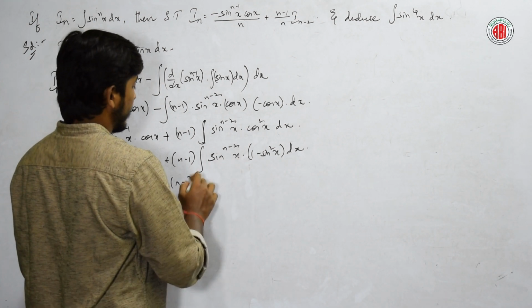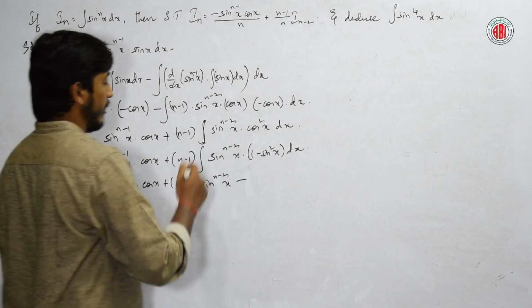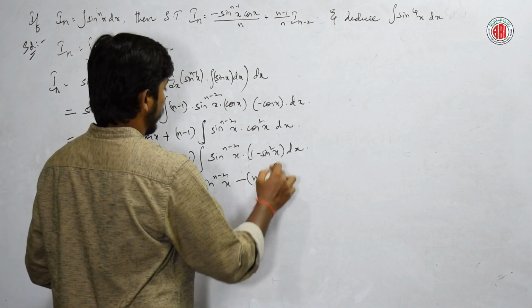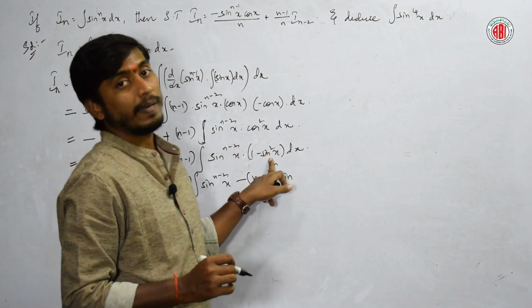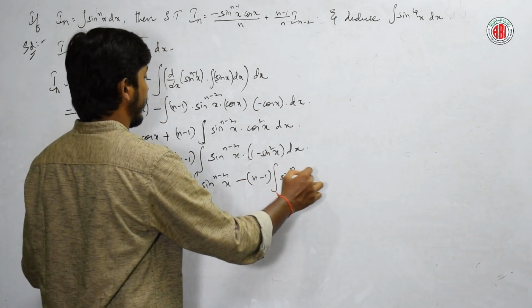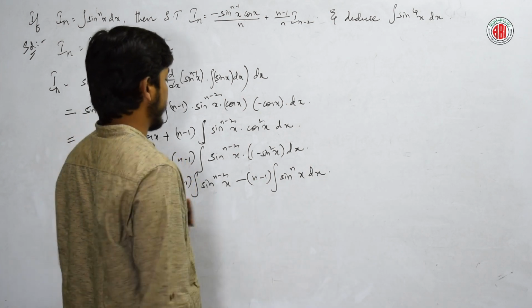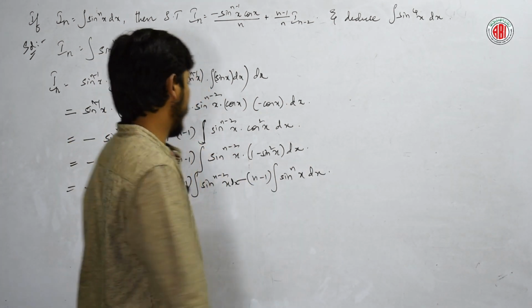If I multiply this, I will get sin power n minus 2 x minus n minus 1 into sin power n minus 2 x plus sin square x. Minus 2 plus 2 will get cancelled. I will get sin power n x dx. Is it right? Once again, see here.